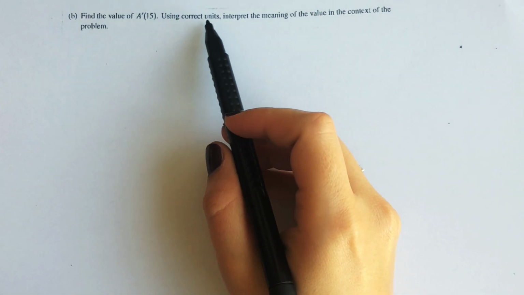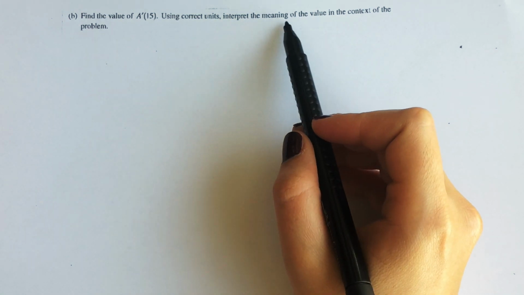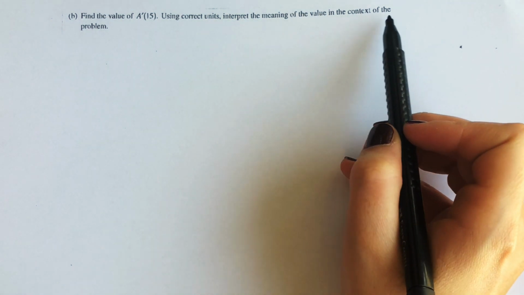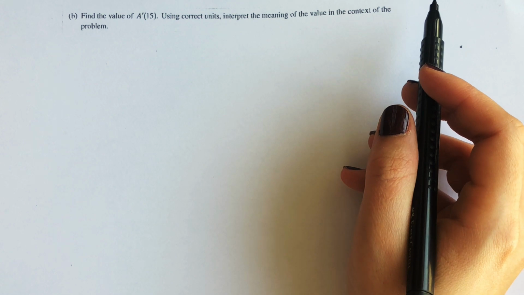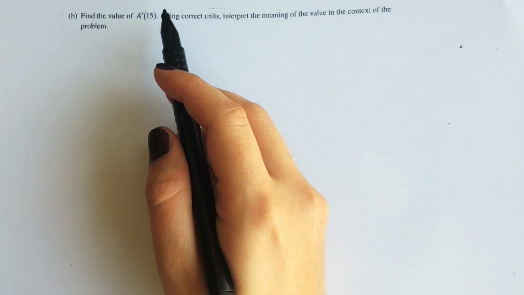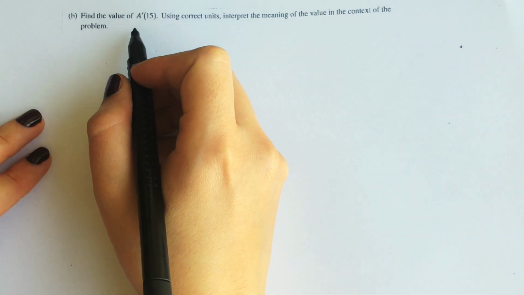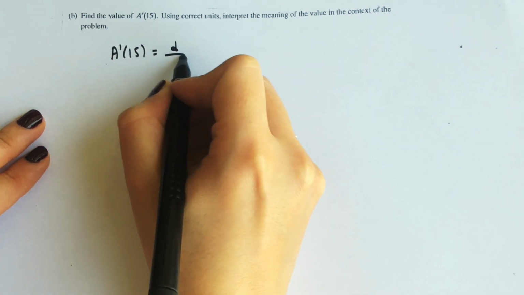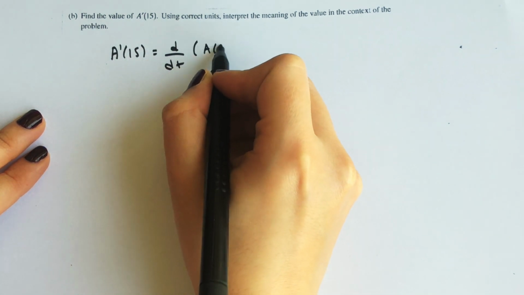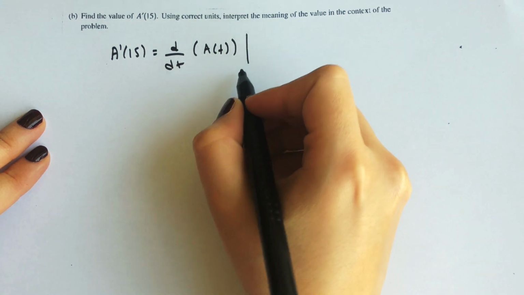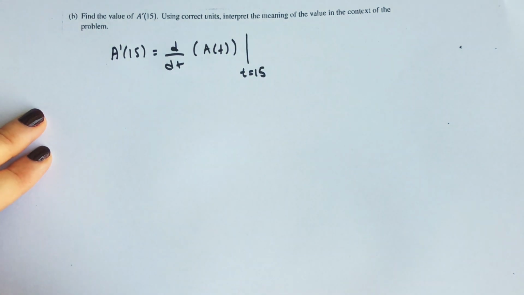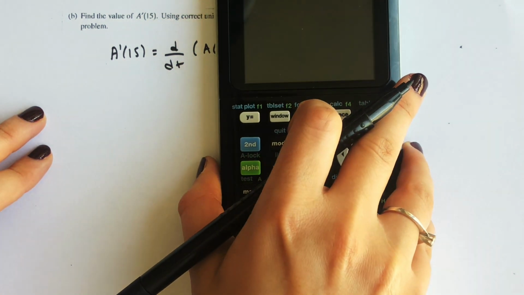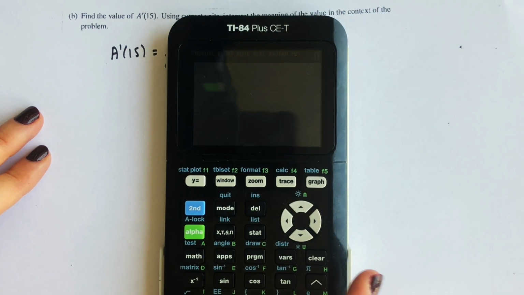Part B. Find the value of A'(15). Using correct units, interpret the meaning of the value in the context of the problem. What is A'(15)? A'(15) is the derivative of A(t) at t equals 15. It means that we are going to calculate this derivative using the TI.